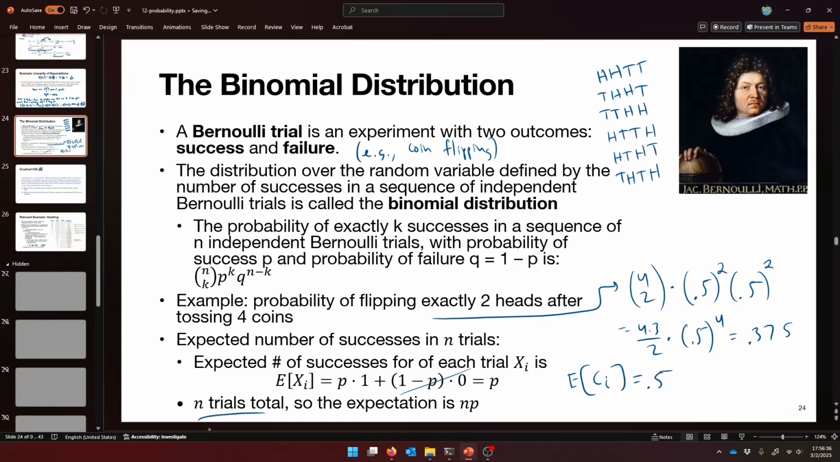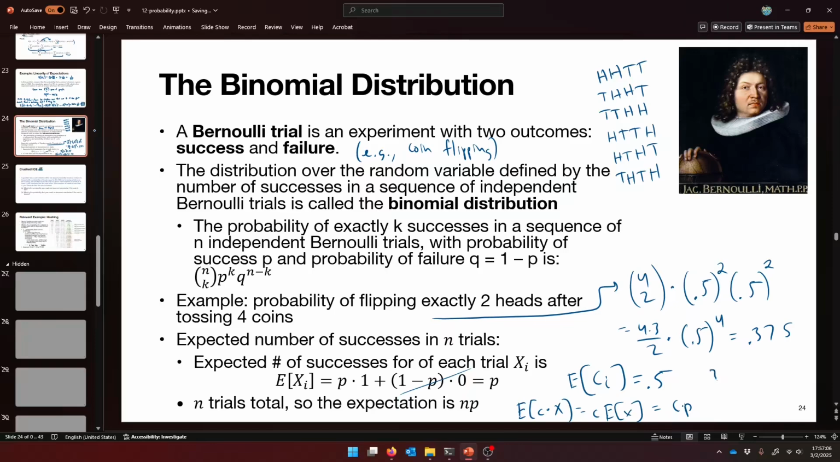If you have n trials total, the expected number of successes is just n times the probability of success. Isn't that so cool? Because of linearity of expectation. Because we want really this, right? What's the expected value of some constant times x? That's equal to the constant times the expected value of x, which is, in our case, the constant times the probability of success.